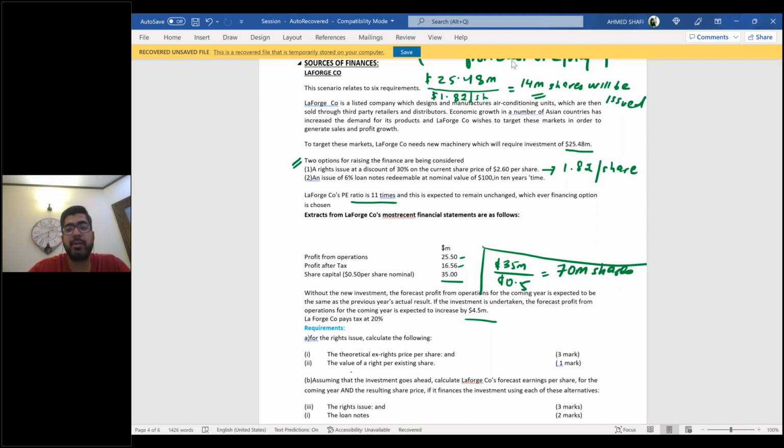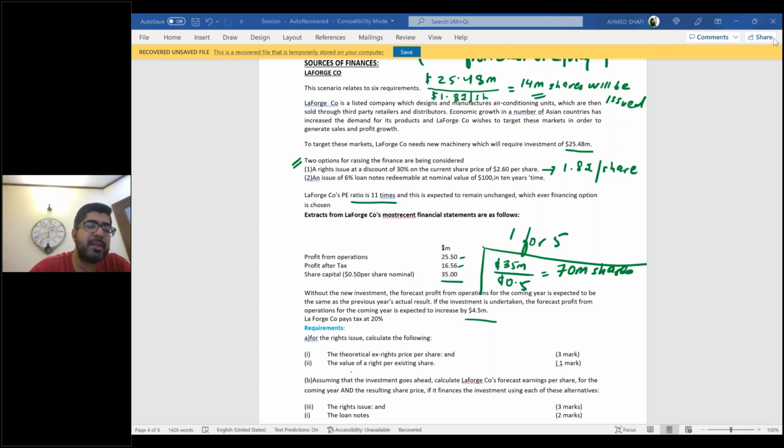Because 25.48 million is being raised and the right issue is at 1.82 per share, 14 million shares will be issued. The company has 70 million shares and in the right issue it is planning to issue 14 million shares. You can find out the ratio. It's 1 for 5. Any questions with this 1 for 5? Then I will be moving towards the solution.